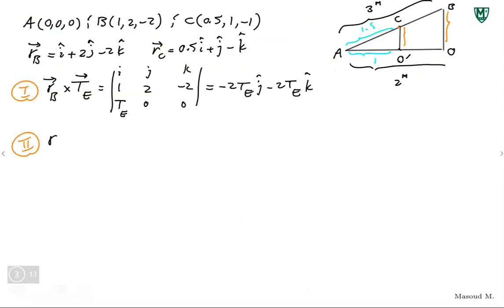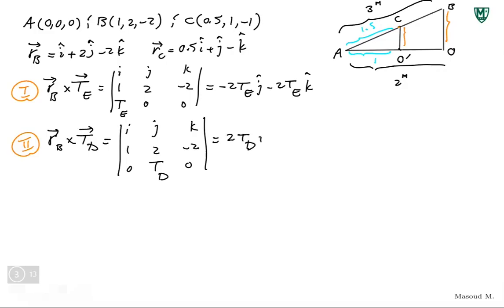The second one was R, I believe it was RB cross TD, right? And TD has just a component in the J direction. So RB cross TD. I, J, K. RB, I found it as 1, 2, minus 2. And then TD has one component, the magnitude in this direction. This one gives you, I think, 2 TD I plus TD K. Yep, all right.